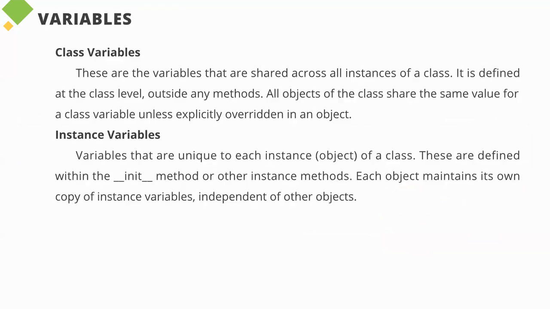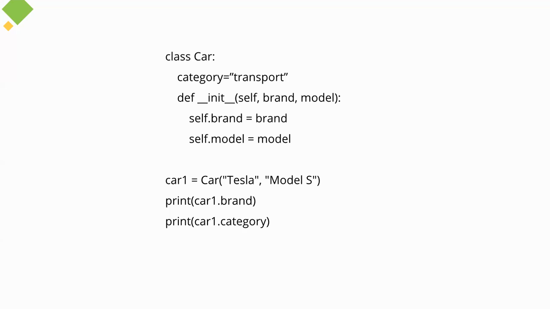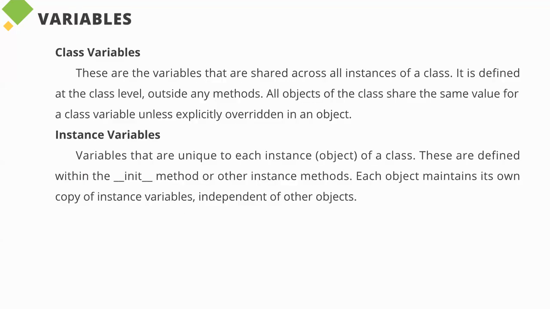So let's see the variables: class variables and instance variables. Let me go with the definitions. Class variables are the variables of the class itself, across all instances. They are constant in all instances of the class, so they share the same value, whereas instance variables differ. These are defined within the init method and are unique to each instance object of the class.